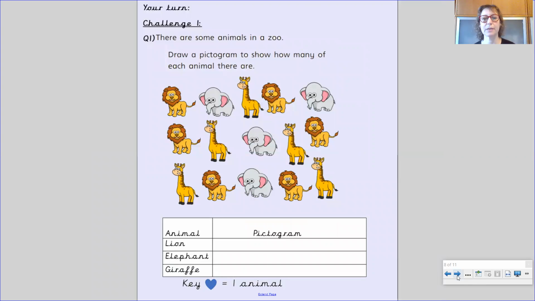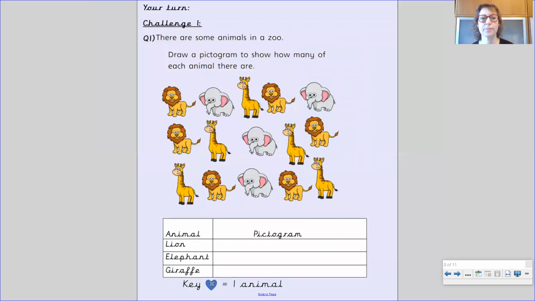So now it's your turn. So here we have some very cute looking animals in the zoo. I think I'd be very scared if I saw animals like that in a zoo. And what I'd like you to do is just draw the pictogram. So we've started it here. It says animal and pictogram. So you have just got to count how many you've got. So if you count the number of lines you've got 1, 2, 3, 4, 5, 6. So you would need to draw 6 hearts in there.